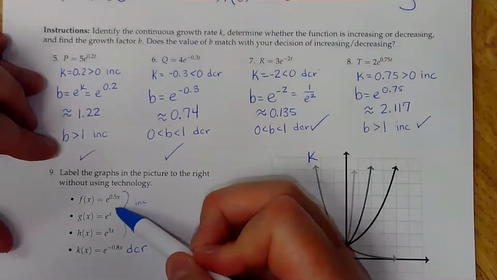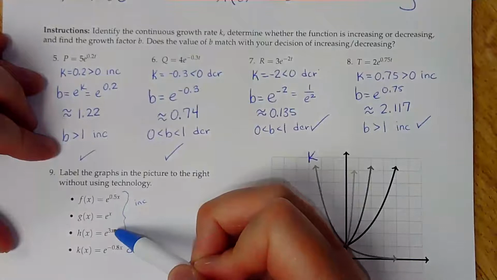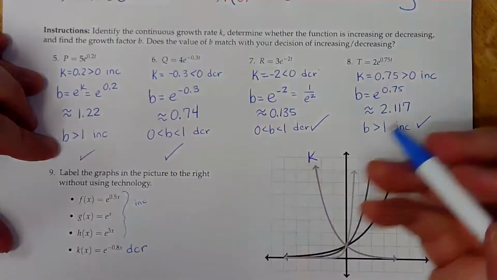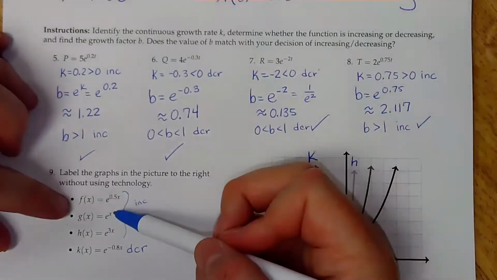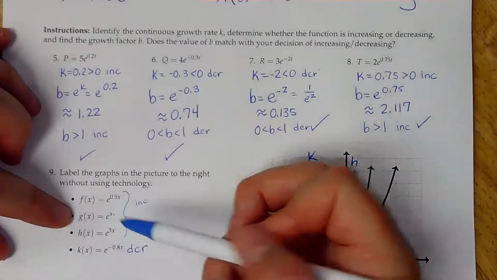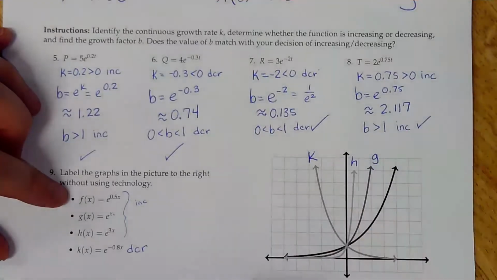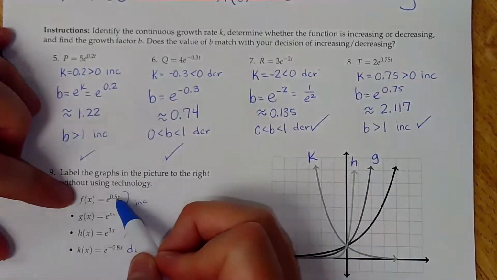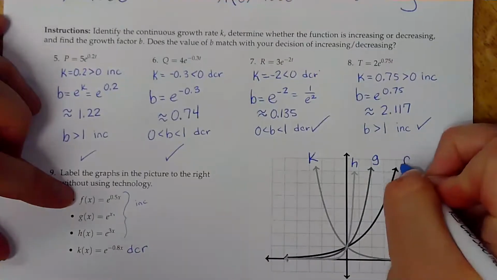Then I have these ones left. So e to the 3x, so taking whatever the x is and multiplying it by 3. So it's going to be growing the fastest. So that gives me, this function is h. e to the 1x, so k is equal to 1 here, would be the next one down. So that's going to be g. And then the least steep of the increasing functions is this one that's 0.5 of x, or half of x. So that'll be this one over here, and that is f.